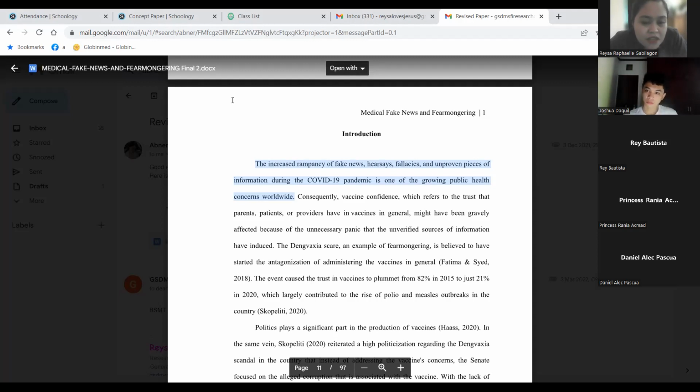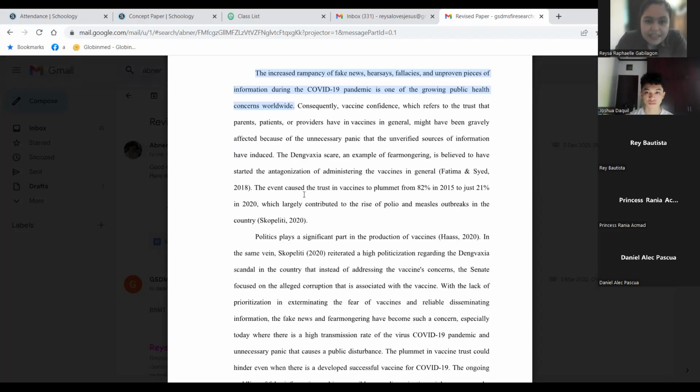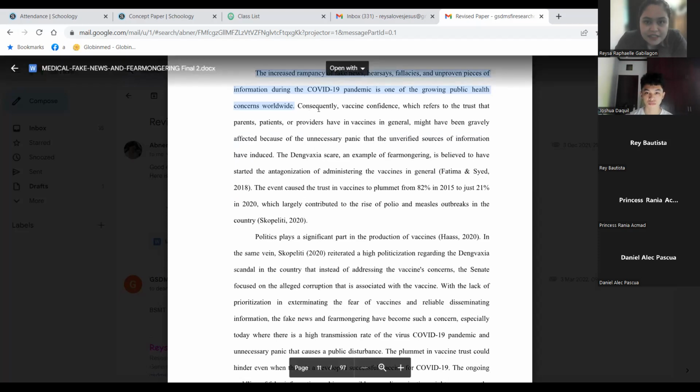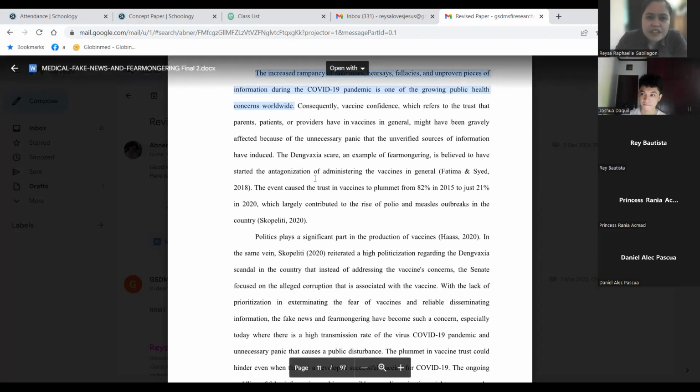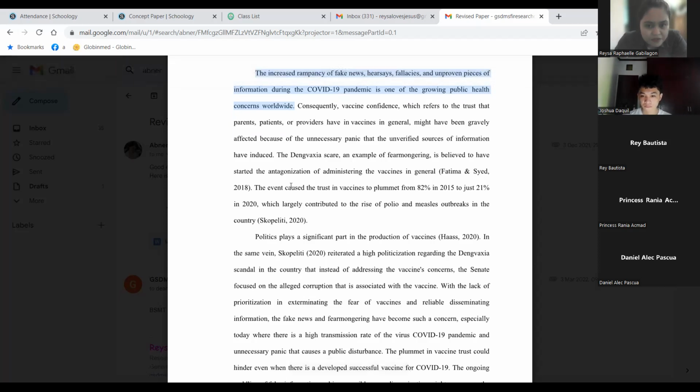Start with an assumption beginning. That's the mostly used beginning of an introduction. And then after that, after the assertion, that is where you expound your topic. Okay? So yung assertion beginning is just the first sentence of the introduction. So as you can see, the rest of the parts here will be discussing about the topic itself, the vaccine confidence, the relationship of this fake news to the vaccine confidence.